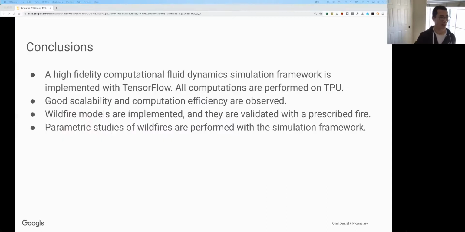So to summarize, in this project, we developed a high fidelity computational fluid dynamics simulation framework using TensorFlow, and all these computations are performed on the TPU platform. So we show good scalability and computational efficiency for the solvers. And we developed wildfire models and validated our results against previous fires. With this capability, we went ahead and simulated different types of wildfires. So with this, I'd like to conclude the talk, and the floor is open for questions.